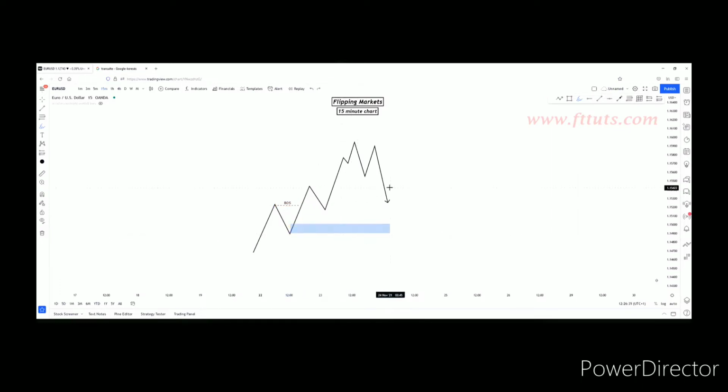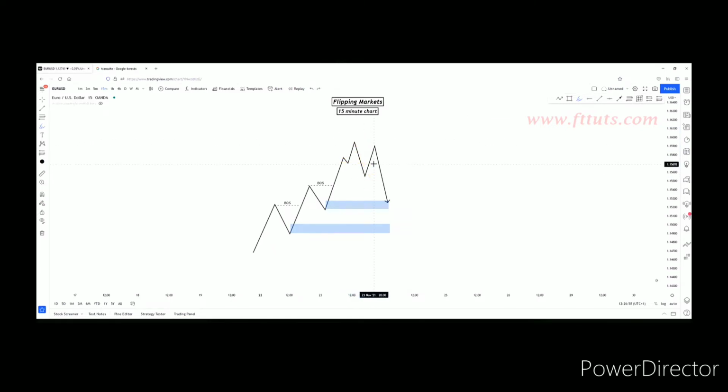We have the first demand zone right here. As you can see, price created another break of structure here on the upside, and let's say this also created an inefficient move. We have the second demand zone right here. After that, price created a little structure, a little pullback, and reached its high. After the high, it changed character to the downside here.